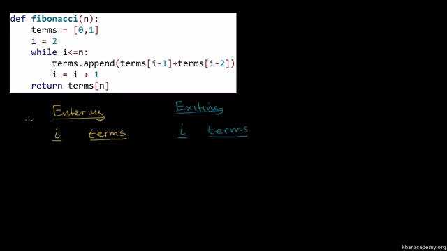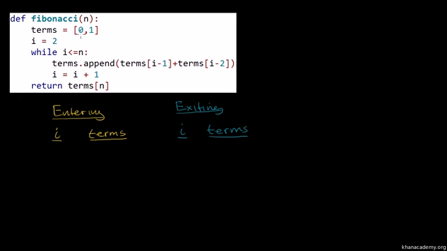So we can make sure we really understand what's happening in this little iterative Fibonacci function that I wrote, I'm going to step through it with a particular example. So we're going to assume that this function is called with the argument 5. So we want the fifth term in the Fibonacci sequence, where we're indexing things starting at 0.